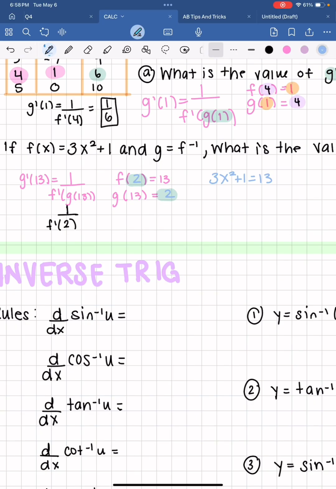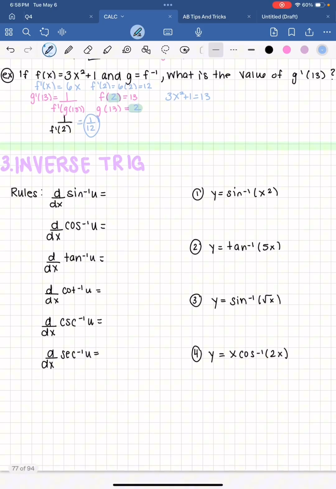Let's take the derivative. I'll do it in blue. F prime of x is 6x. And now f prime of 2 is 6 times 2, which is 12. So this answer is going to be 1/12. All right, next.